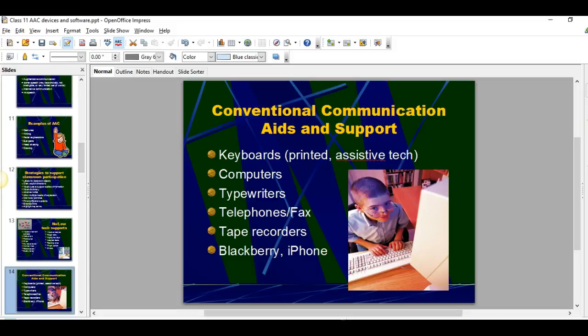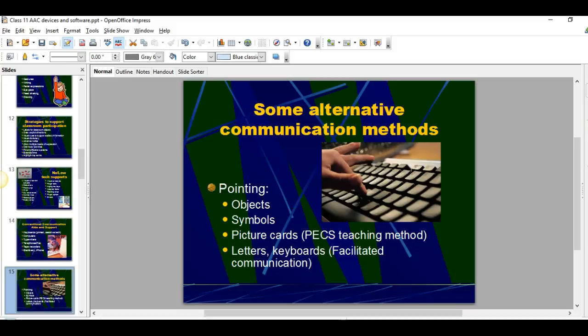Some very conventional communication aids and supports are keyboards, and they can be as simple as printed on a piece of paper. It can be an adapted keyboard with different keys and large keys, different layouts. Computers that we all use have all kinds of accessibility options. There are typewriters, telephones and faxes, tape recorders, and also things like iPhones and tablets and Blackberries.